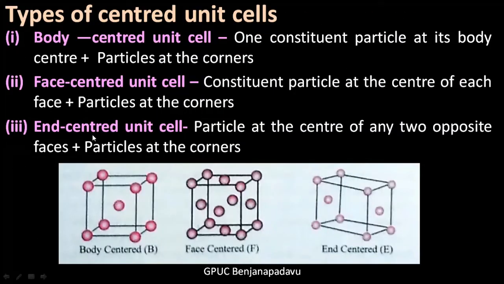And the third type is end-centered unit cell. In an end-centered unit cell, particles are present at the center of any two opposite faces and at the corners. Because it is a centered unit cell, along with the particles at the corners, there is also a particle at the center of any two opposite faces.